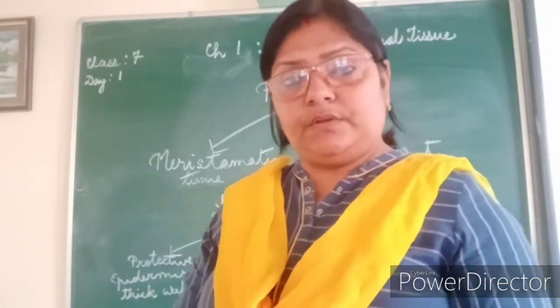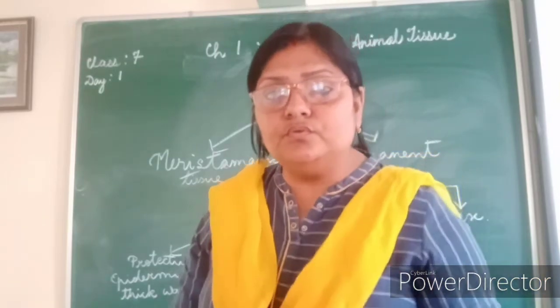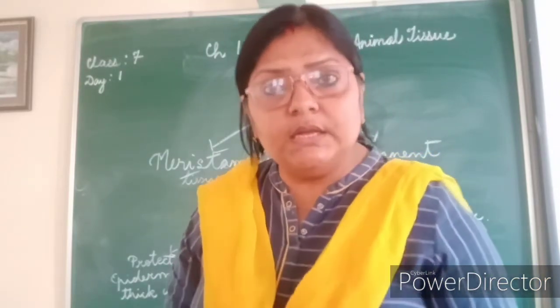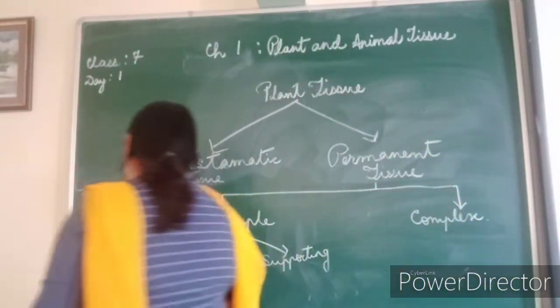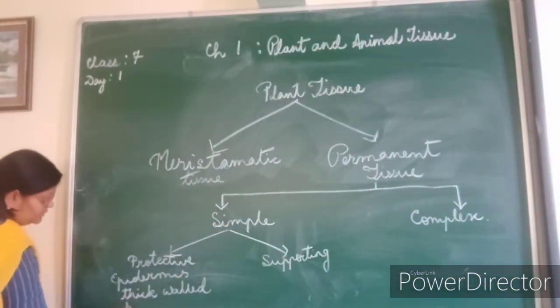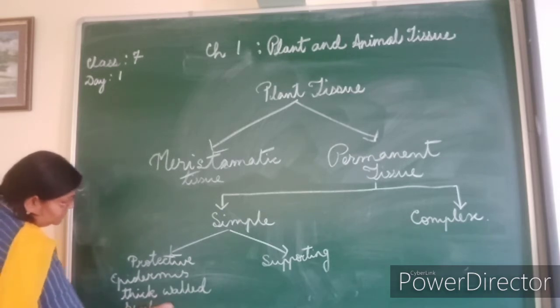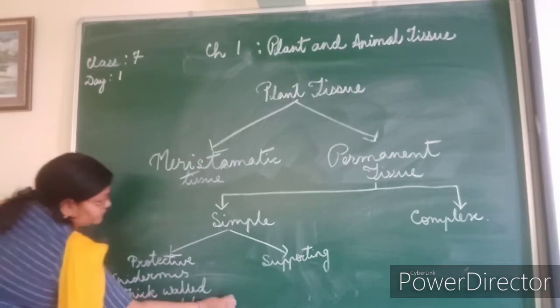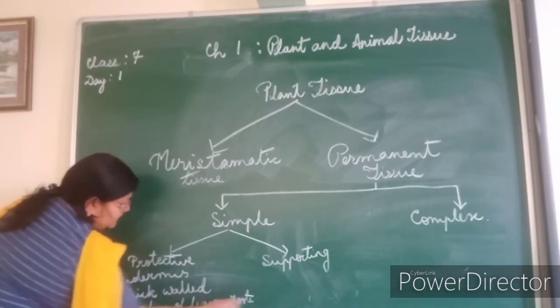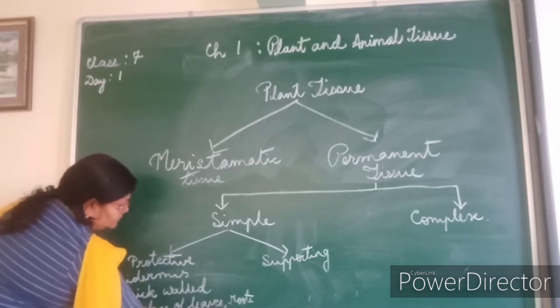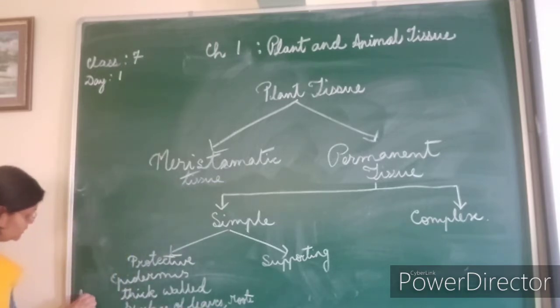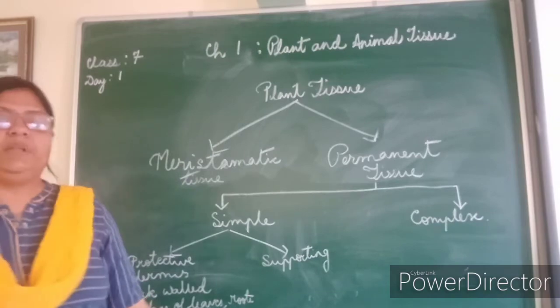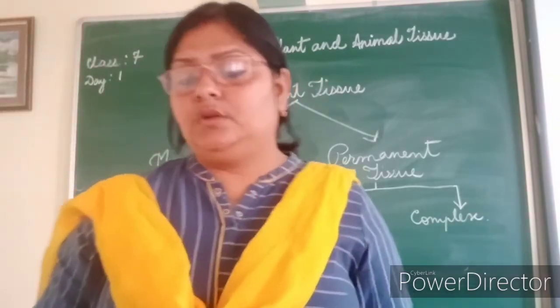And where are they found? They are found on all surfaces: surface of roots, surface of stems, surface of leaves. This is the location of protective tissue. Example, epidermis seen in the leaf.